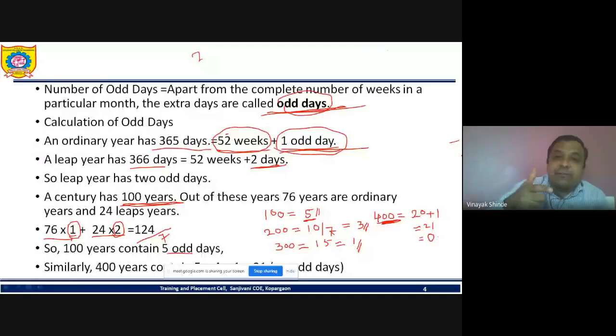And remember, after 400 years the cycle repeats. Whatever the days and dates are there, we will have the same days and dates after 400 years, 800 years, 1200 years, 1600 years. Right?